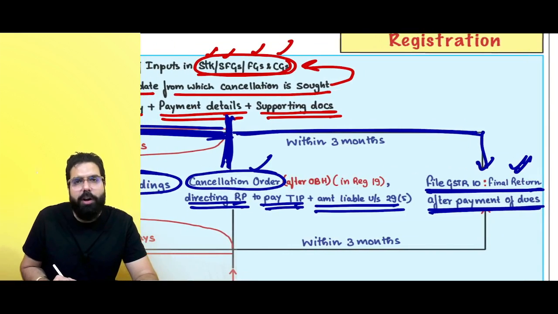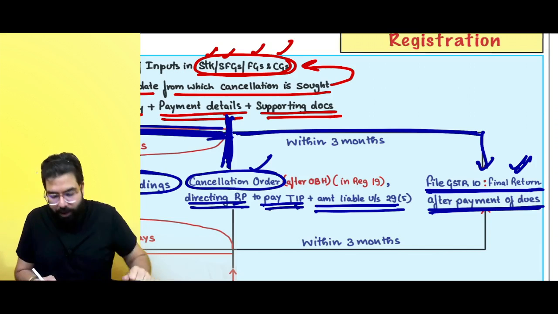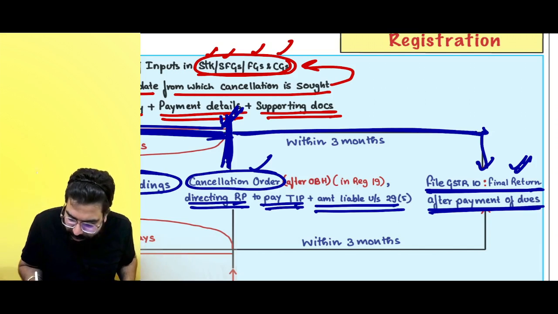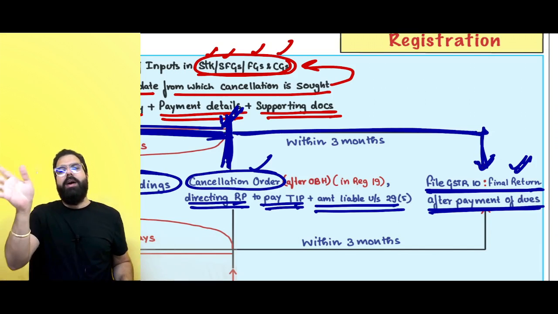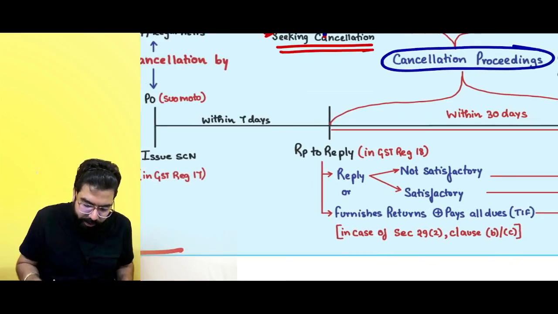Once the cancellation order comes, if when you applied you had paid all the taxes, very good. If you did not pay, once the cancellation order comes, within the next 3 months, file a final return and pay your taxes. Okay sir, point is clear.